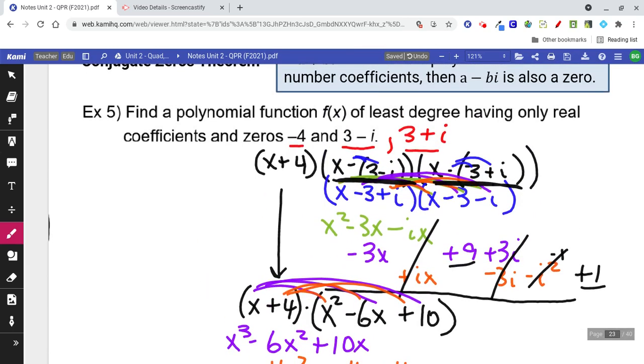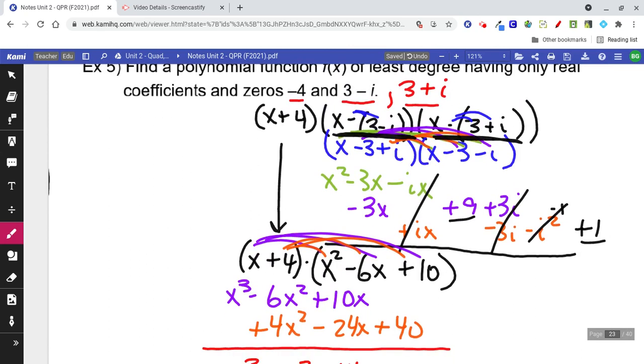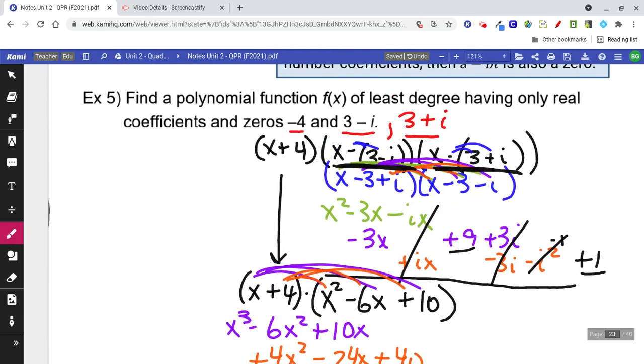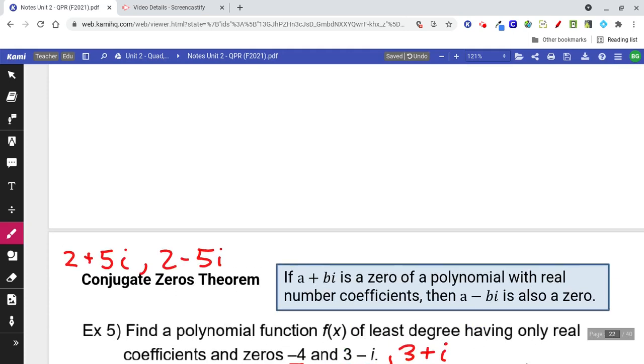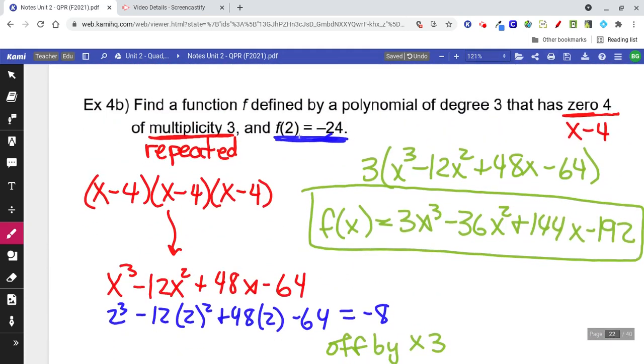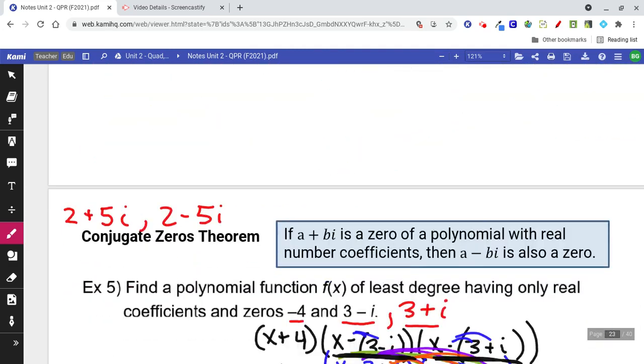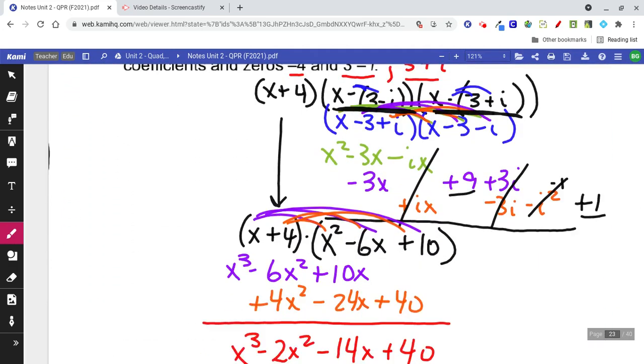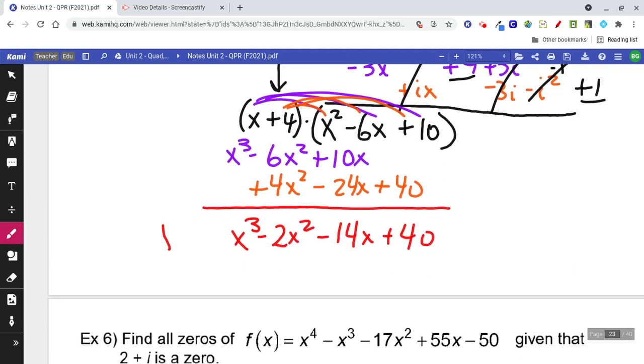Find a polynomial function f of x of least degree having only real coefficients and zeros. So really that's all it told me to do. They only gave me those 3 zeros. If you look back a problem, they gave you that extra step, and we had to make sure when we plugged in 2, we got negative 24. And so we had to do a multiplier. We were off by 3. They don't give me that step here, so I don't have to do that extra step. This is my answer.